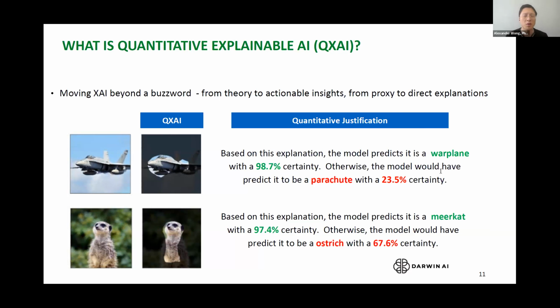Similarly, for the meerkat, with the quantitative explanation, what you see is the exact location that led to this particular decision, which is the face as well as the front of the fur. Based on this explanation, the model predicts it's a meerkat with 97.4% certainty, because otherwise, if it's leveraging any other kind of visual cues in this case, it would predict that it is an ostrich with 67.6% certainty.